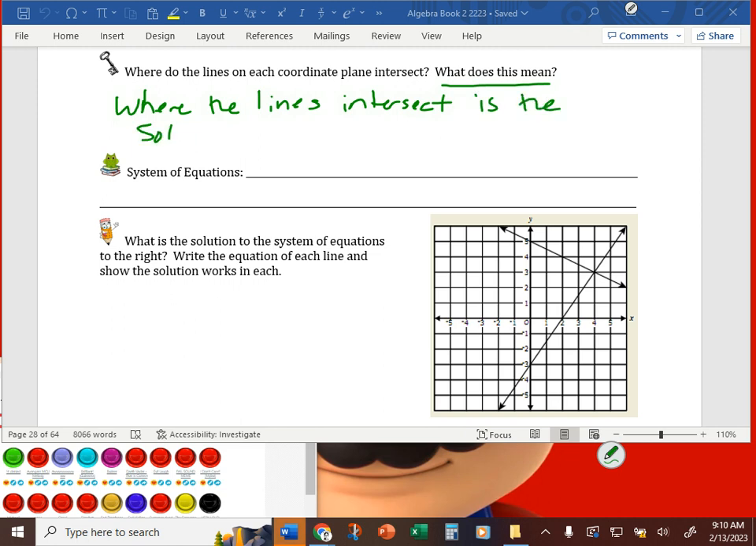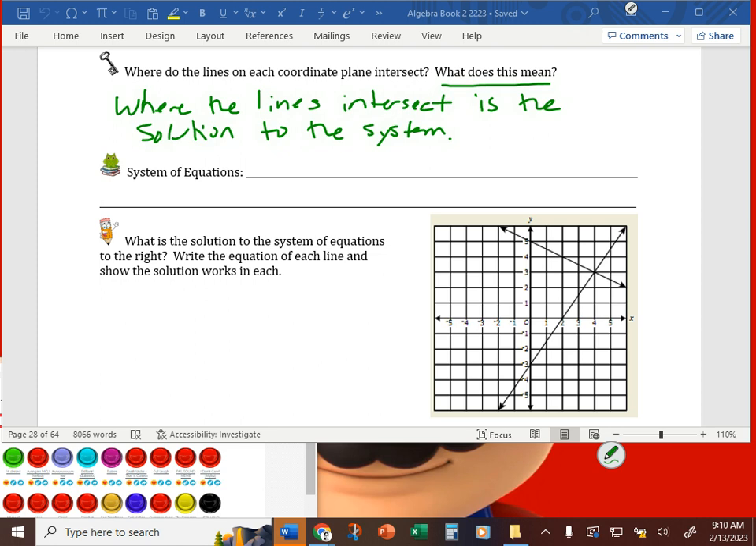Where the lines intersect, that ordered pair is the solution to the system. As much fun as it is to plot points and draw lines, we're doing it for a purpose. We are looking for where those lines intersect. Every ordered pair on each individual line is a solution to that specific equation, but where they intersect, that is the solution to both. That is the solution to the system.